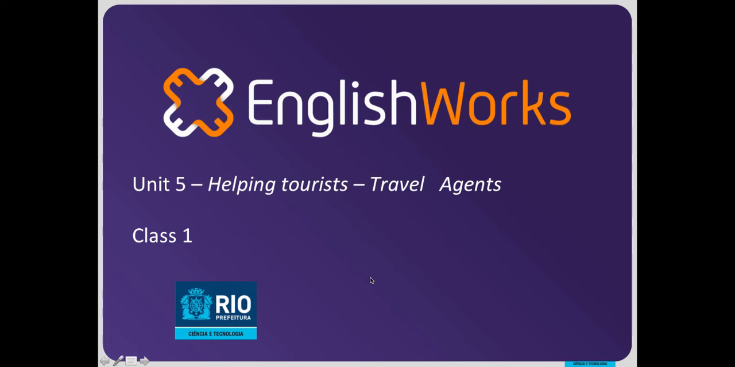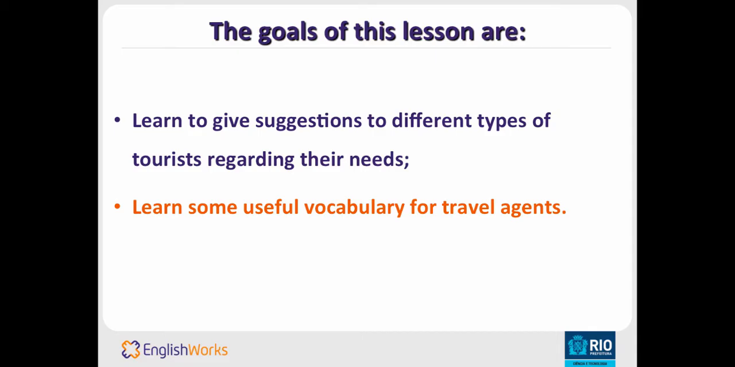Hello, students. This is Unit 5, Helping Tourists, Travel Agents, Class 1, English Works 2. The goals of this class or this lesson are: learn to give suggestions to different types of tourists regarding their needs, and learn some useful vocabulary for travel agents.